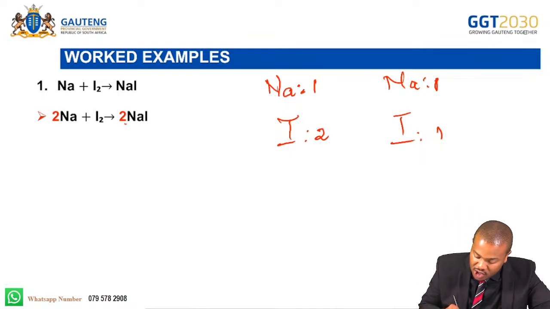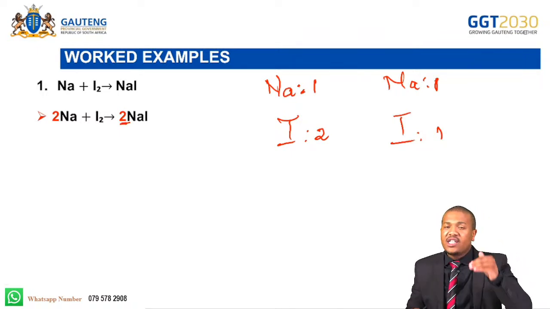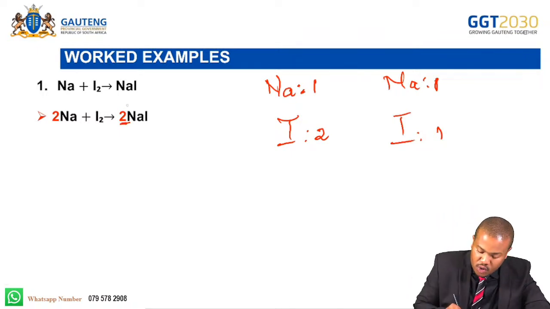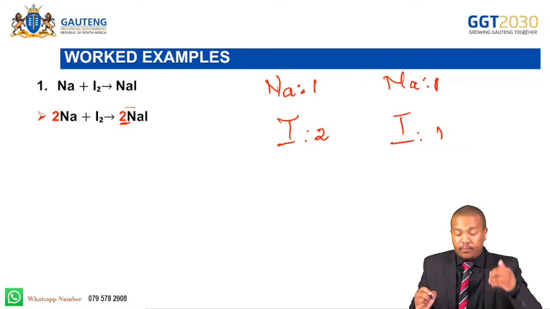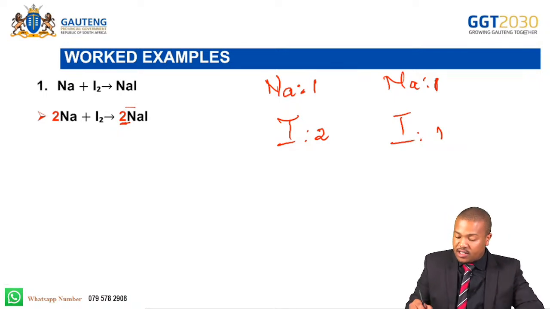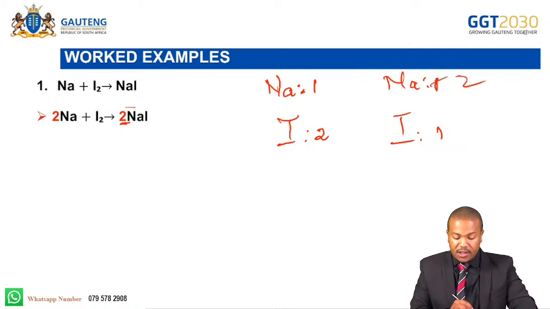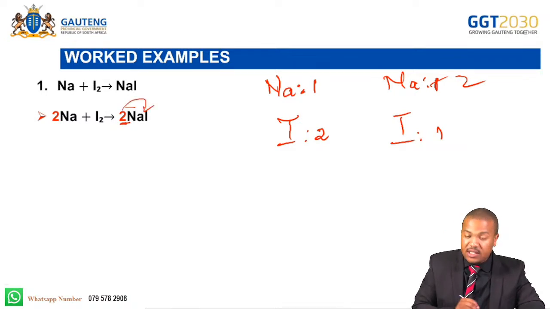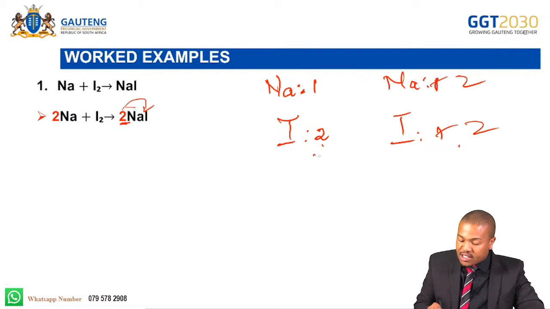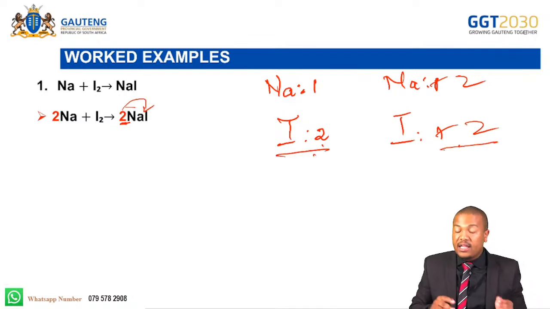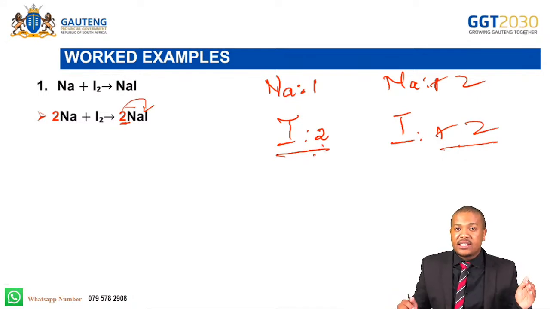So we can balance this equation by putting coefficients, by putting a 2 in front of the product. What does this 2 do? This 2 simply multiplies each and every element in this molecule. It multiplies the 1 sodium to give us 2 sodiums. It also multiplies the iodine, giving us 2 iodines. Now the iodines balance on either side: there are 2 and there are 2, from the reactants and the products.